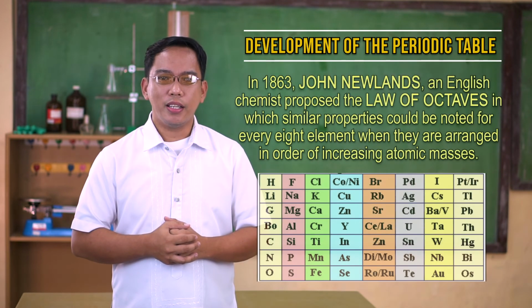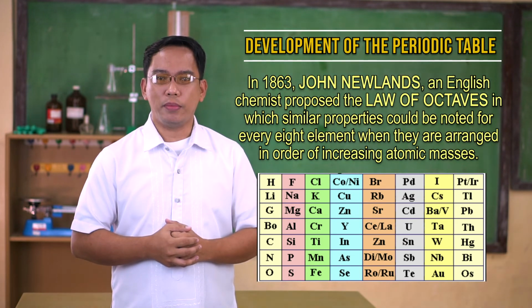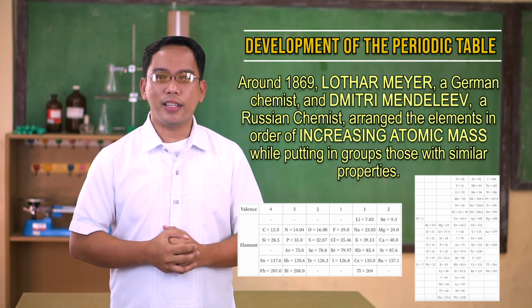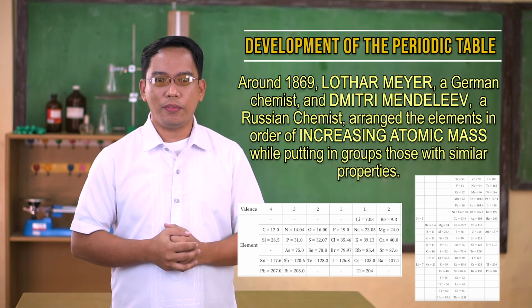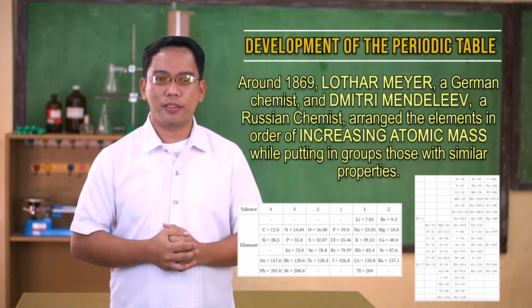In 1863, John Newlands, an English chemist, proposed the law of octaves, in which similar properties could be noted for every eight elements when they are arranged in order of increasing atomic masses. Around 1869, Lothar Meyer, a German chemist, and Dmitry Mendeleev, a Russian chemist, arranged the elements in order of increasing atomic mass while putting in groups those with similar properties.